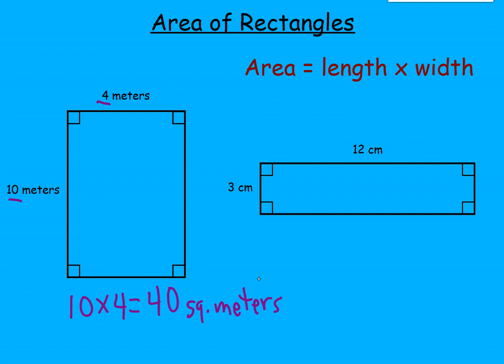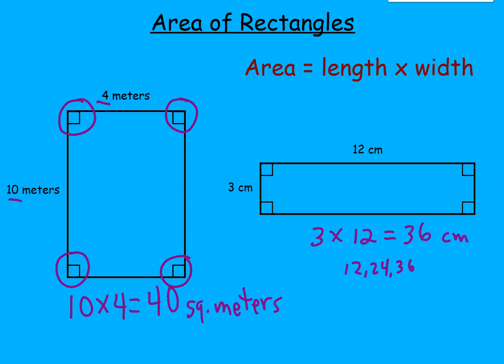Now, just to point something out to you, this little box in the center, the corners here, that tells us that it's a rectangle. It's because they have right angles. Now, the second rectangle here is a 3 by 12 rectangle. I need to be able to know my 12s or count by 12s. 12, 24, 36. So this one is 36 centimeters squared. Again, I can write it either way.